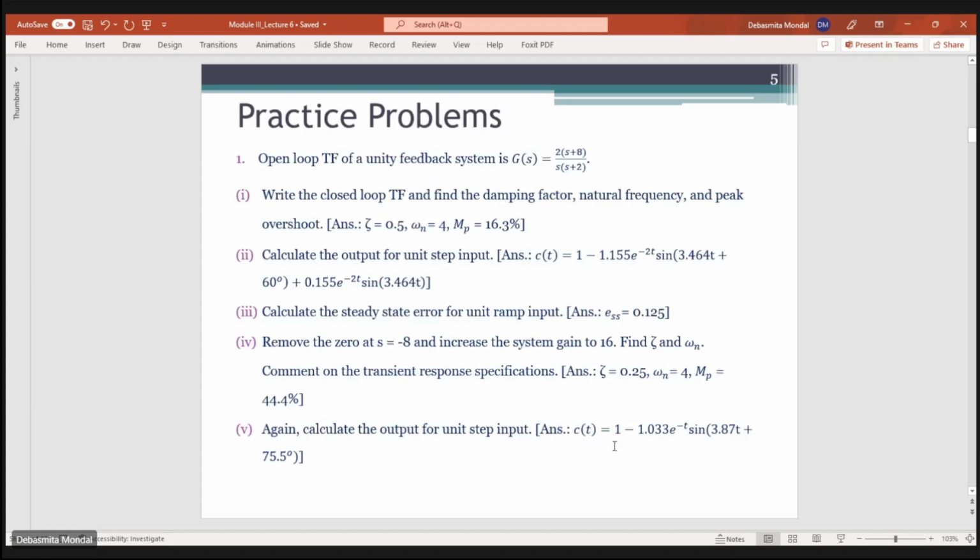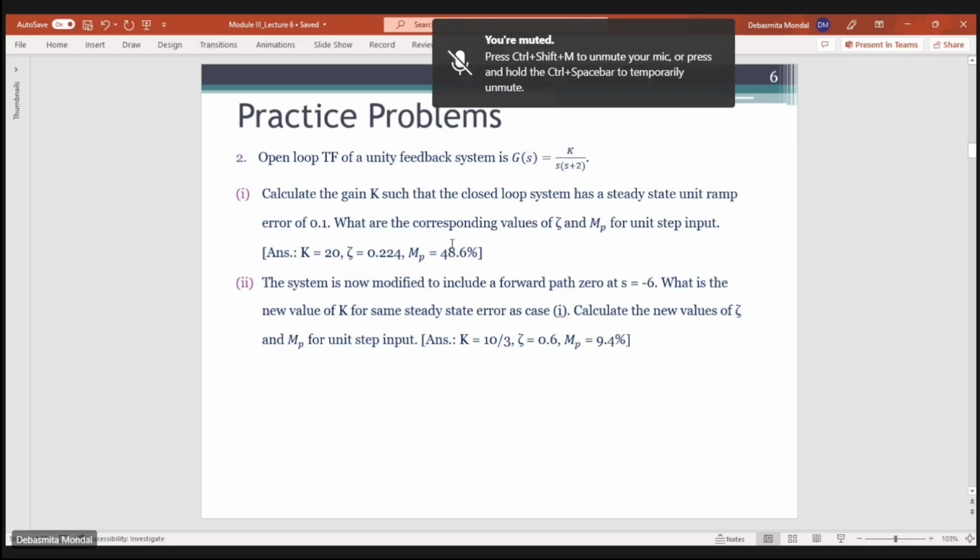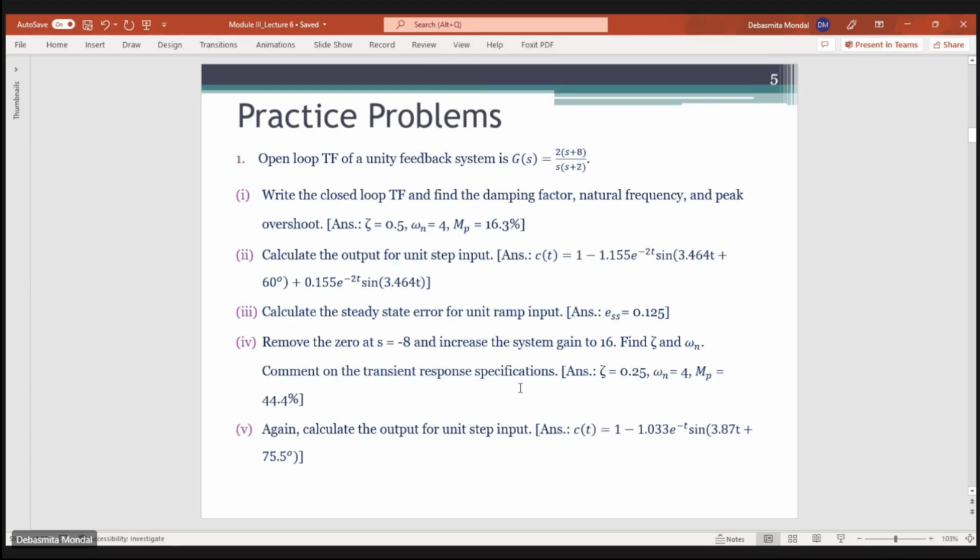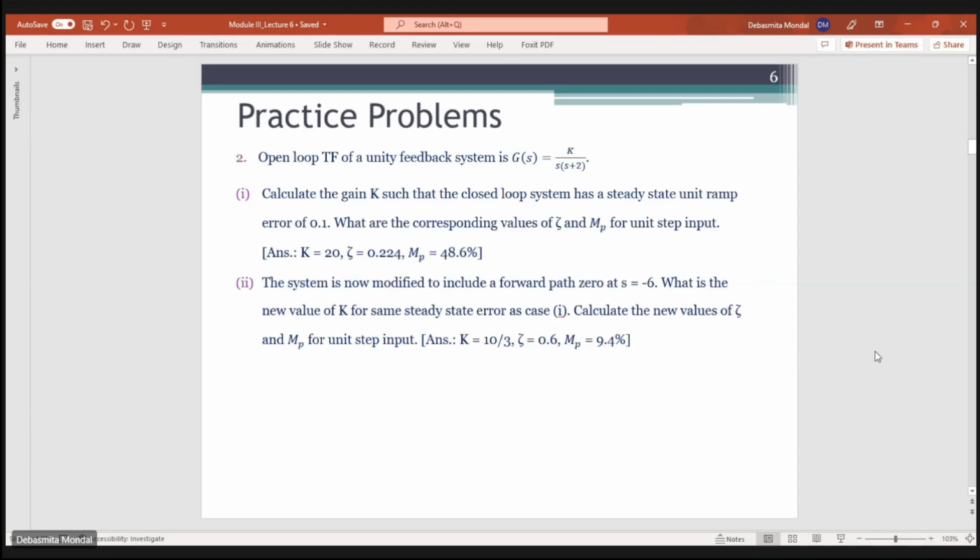There are a few more problems I have provided for you to practice at home, so that you will have an idea about how, whenever you are given a system and the corresponding time response specifications, you can design the system and find out the corresponding zeta or omega n of the system. So you try to solve these problems at home. The answers are also given, so you can always cross-check your answer and see whether you have correctly solved the problems or not.